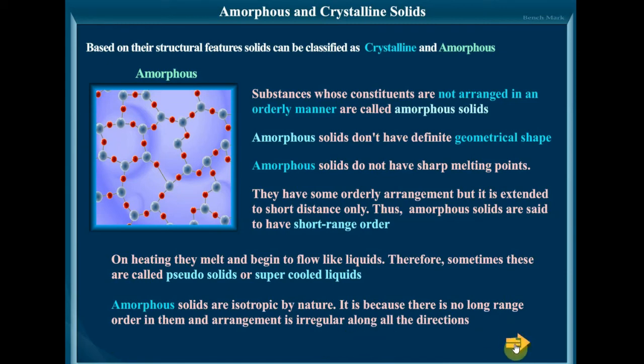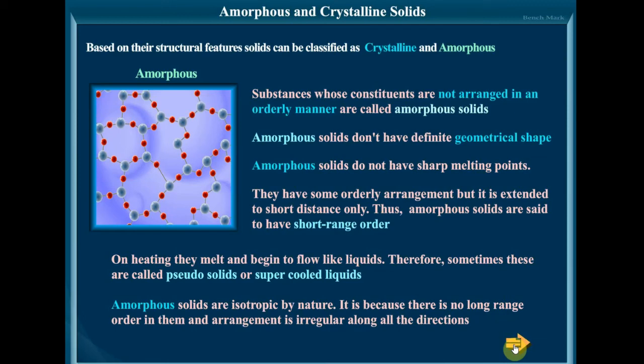Amorphous solids are isotropic in nature. It is because there is no long range order in them and the arrangement is irregular along all the directions. That property is called an isotropic property.